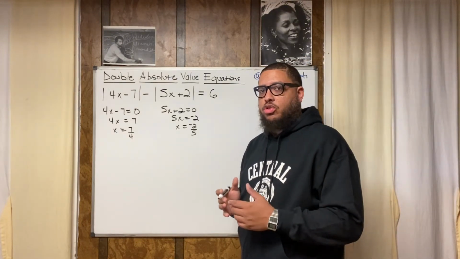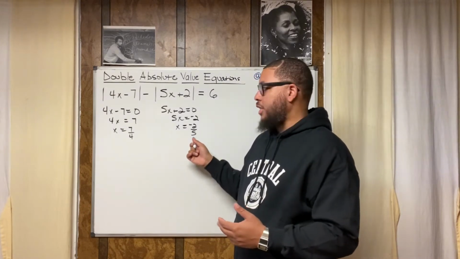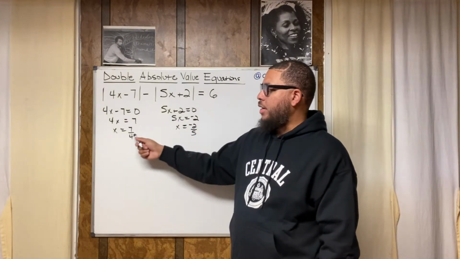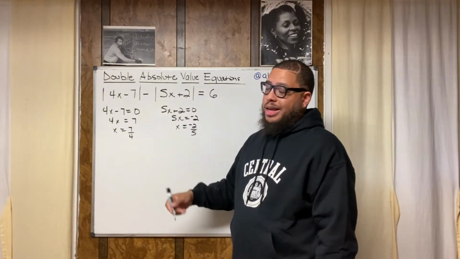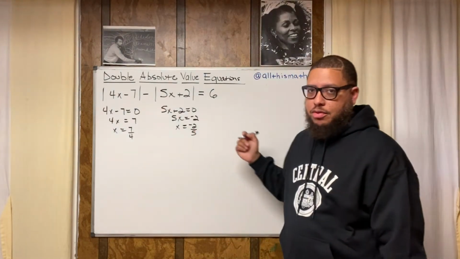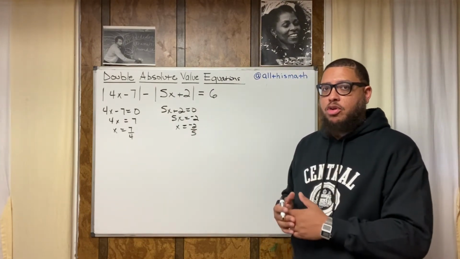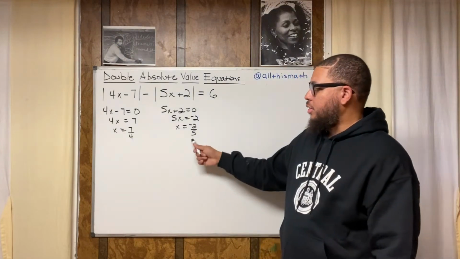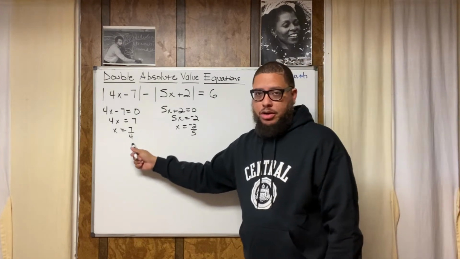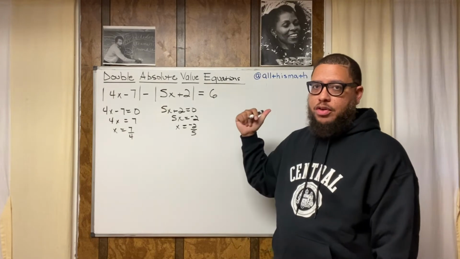We have an interval that goes from negative infinity to our smallest turning point, which is negative 2/5. Then another interval that goes from negative 2/5 to the next bigger value, which is 7/4. And then a third interval, which goes from our biggest value, 7/4, all the way to positive infinity. So that's how we got three intervals.